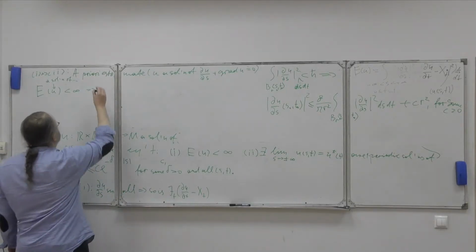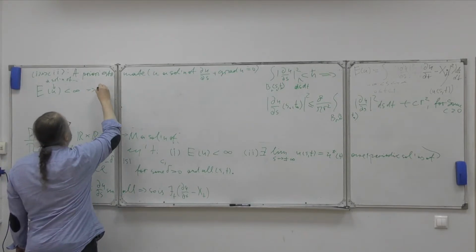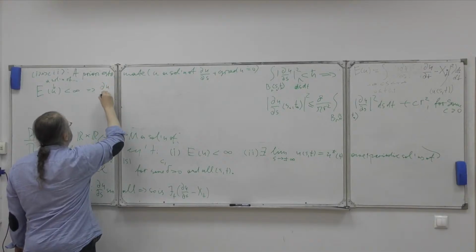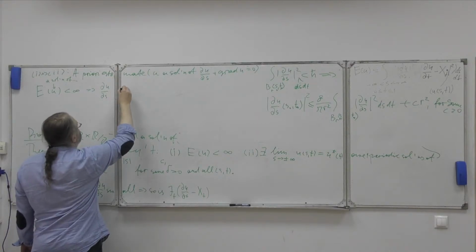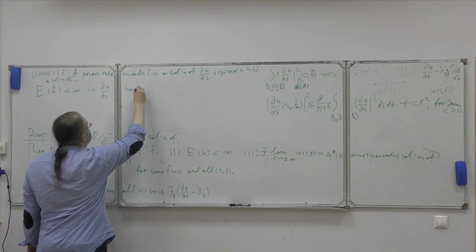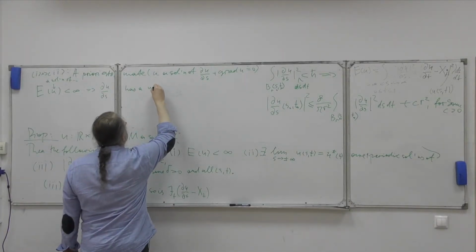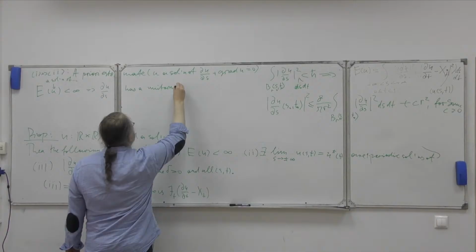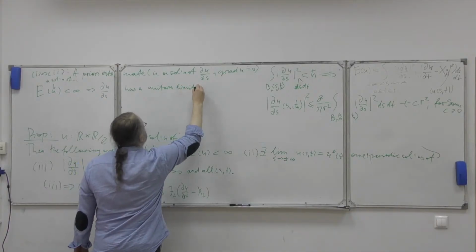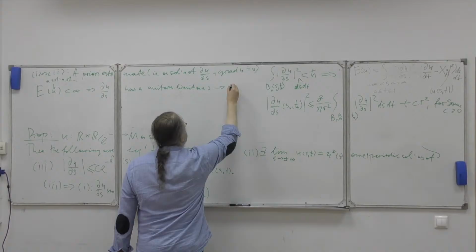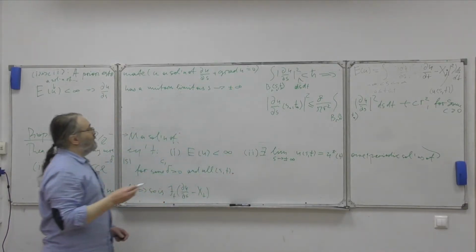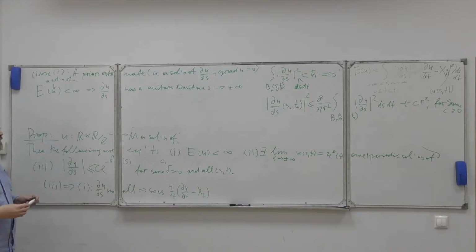If the energy is finite, then du by ds converges uniformly as s goes to plus or minus infinity. Let's see how to prove this.